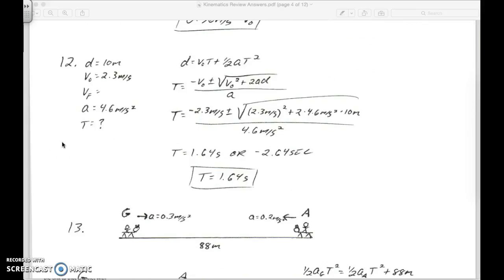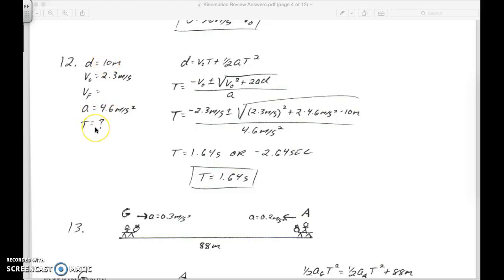In a 4 by 400 meter relay race, teammates pass a baton to each other. During an exchange, the runner receiving the baton is running with a speed of 2.3 meters per second. That's the initial speed until he grabs the baton. Once he grabs the baton, he accelerates to his maximum speed at a rate of 4.6 meters per second squared over a distance of 10 meters. How long does it take him to reach that maximum speed?